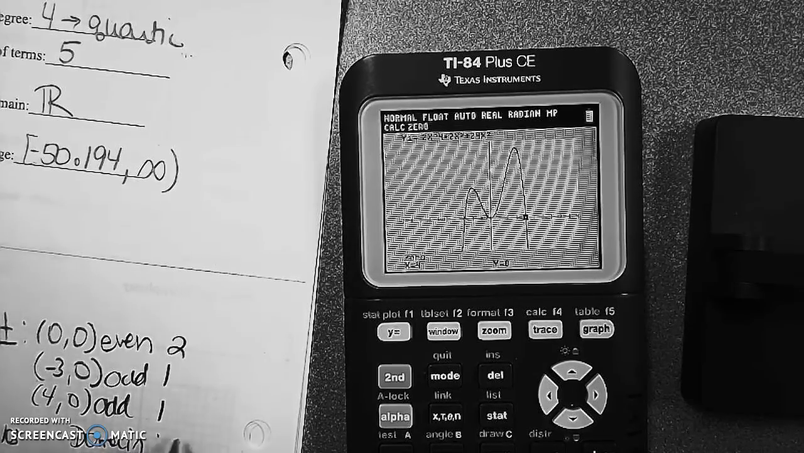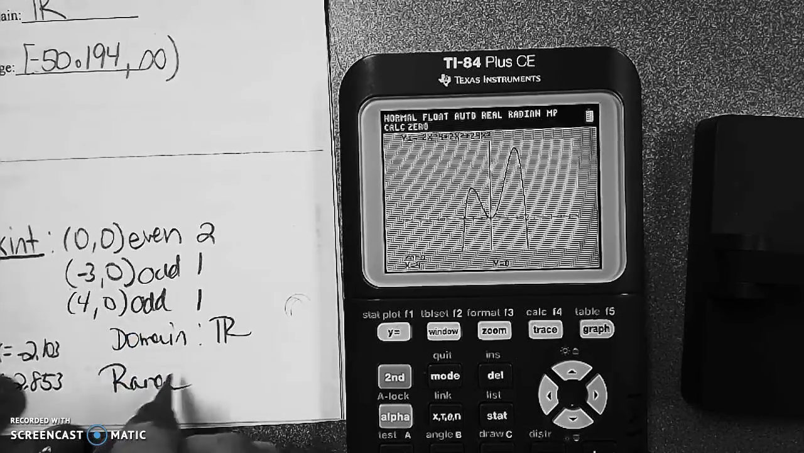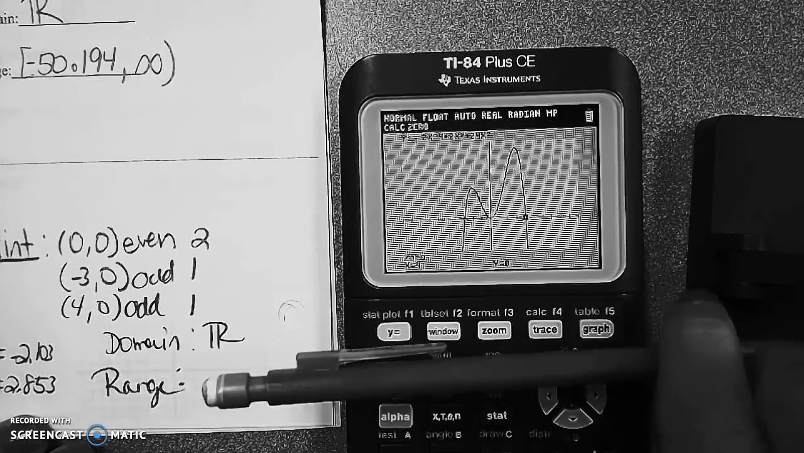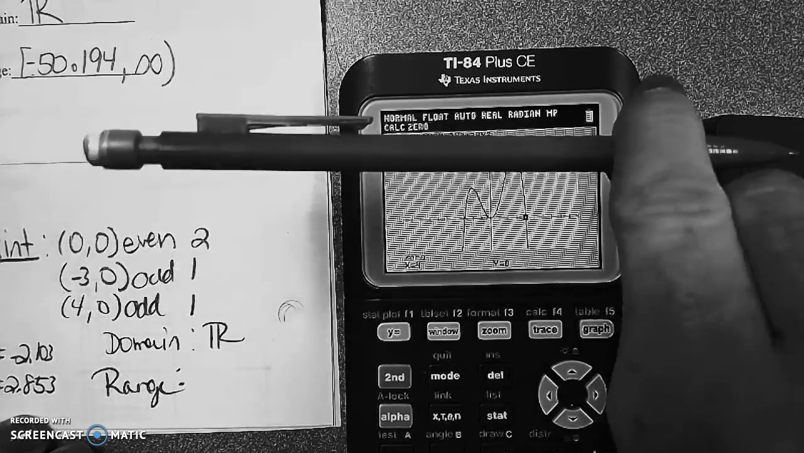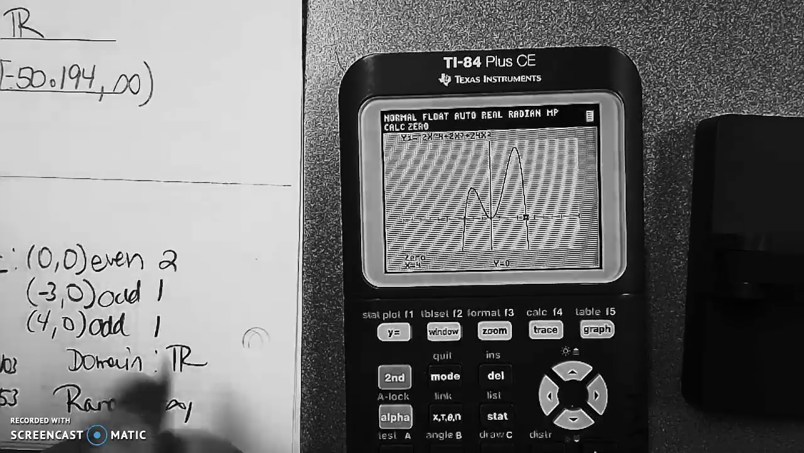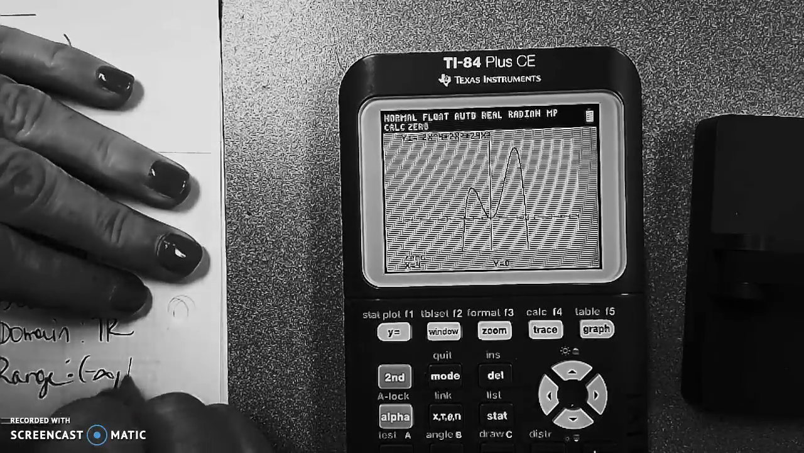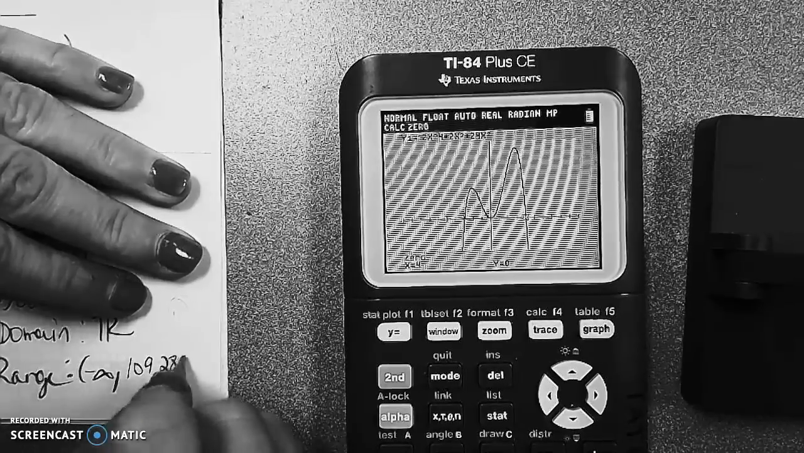Your domain is going to be all real. See if you can find the range. The range you should have, if you take your pencil, ranges down to up. So the question is, would your graph exist here? It sure would. That's negative infinity up to whatever this maximum value is, which you have already found.